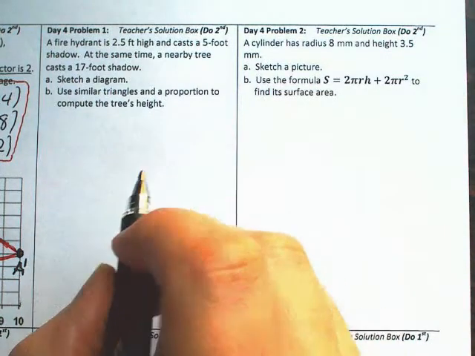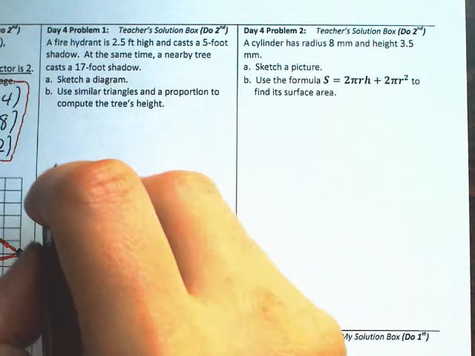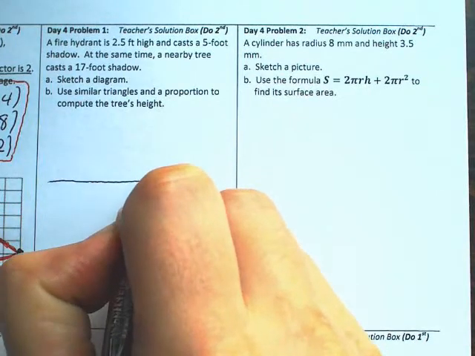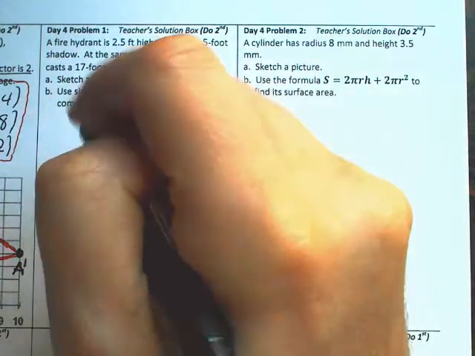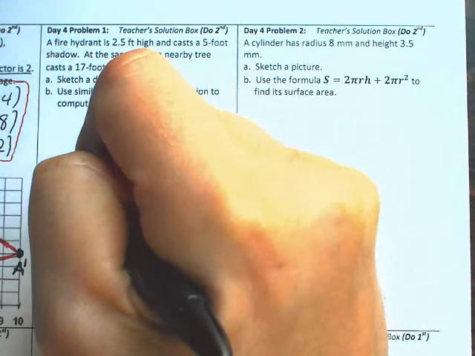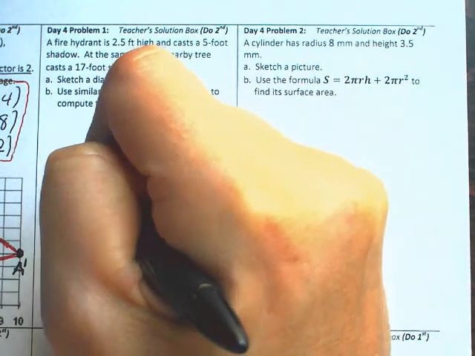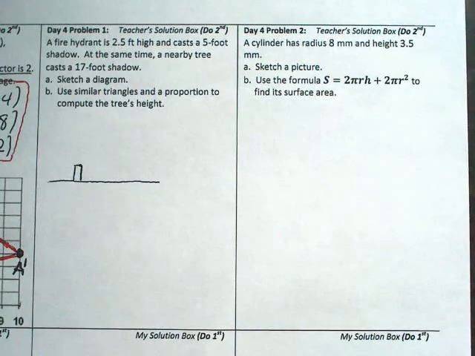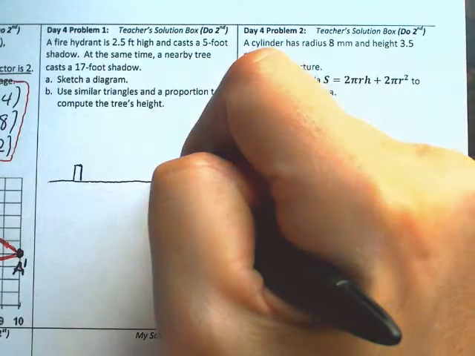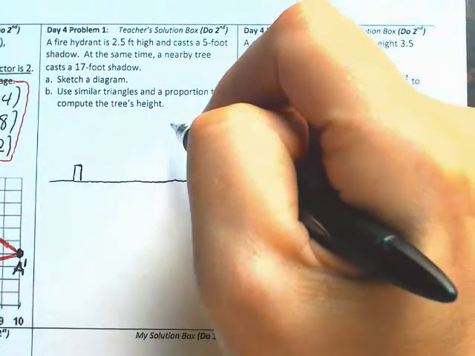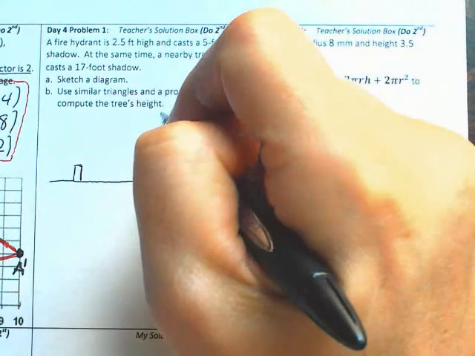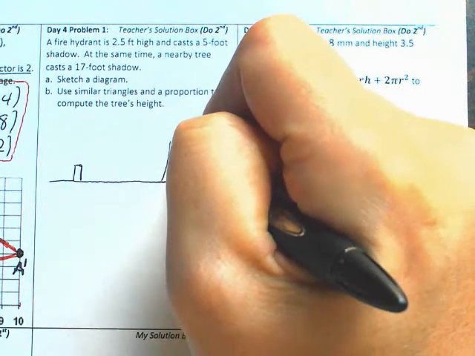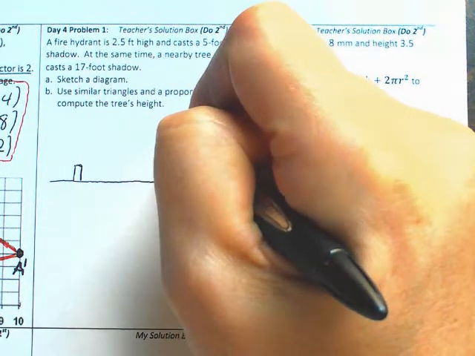Okay. So, part A, sketch a diagram of this. Well, let's say this is the ground, and there is a fire hydrant. So here might be a fire hydrant, just a little rectangle thing, the fire hydrant. Now it says nearby there is a tree, and so the tree is taller than the fire hydrant probably, and so I want to draw a tree. And so this might be our tree.